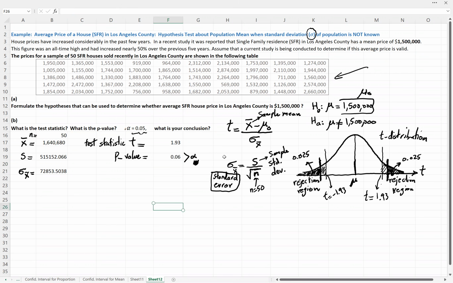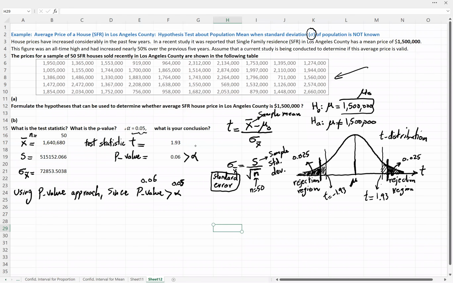As a result, using the p-value approach, since the p-value is greater than alpha, it's obvious, alpha is 0.05, the significance level given to you, and the p-value you computed here is 0.06. Because of this, we can't reject the null hypothesis.